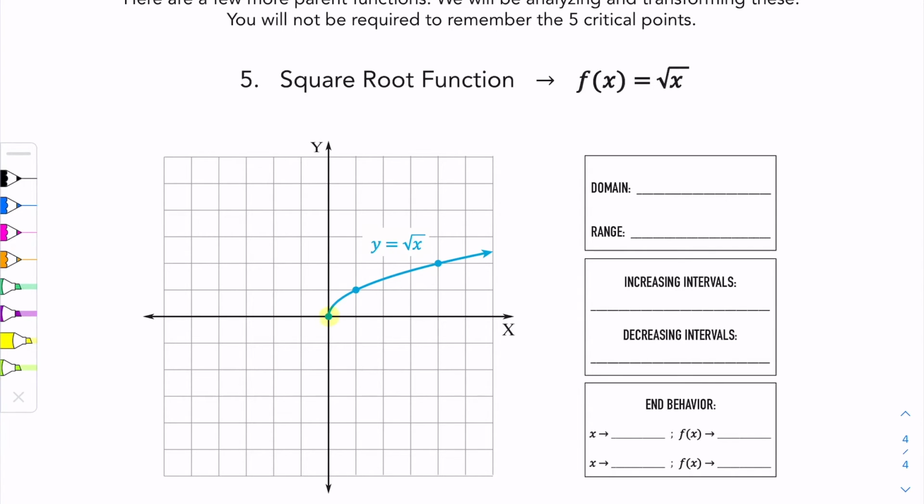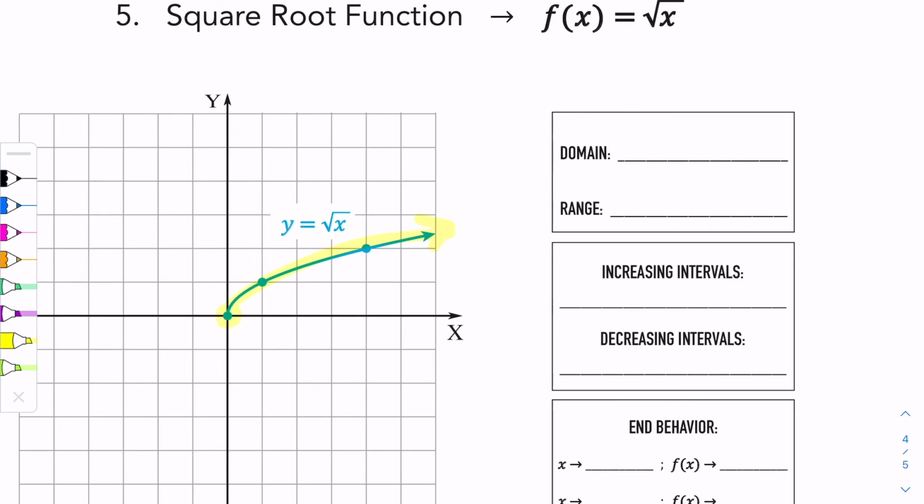This function starts at 0 and goes on in the positive direction forever. So our domain, again, starts at 0. It does include that point. That's a solid point at 0. It's from 0 to positive infinity. And the range also starts here at 0 and goes up forever. So that is 0 to positive infinity.